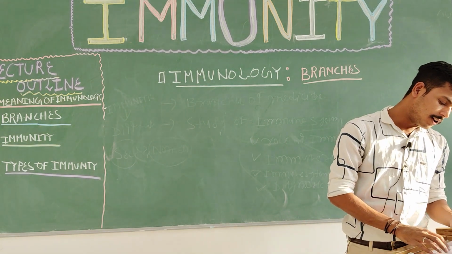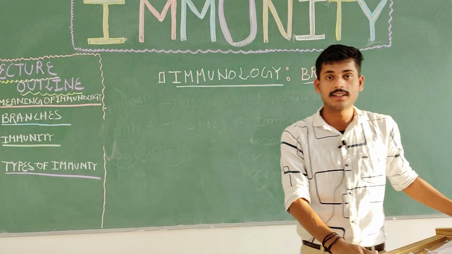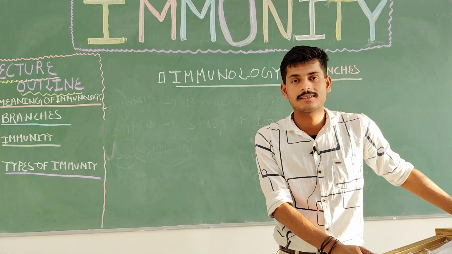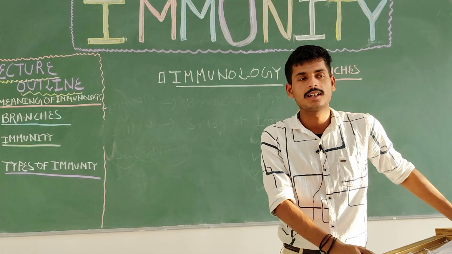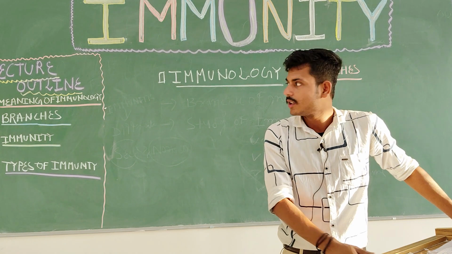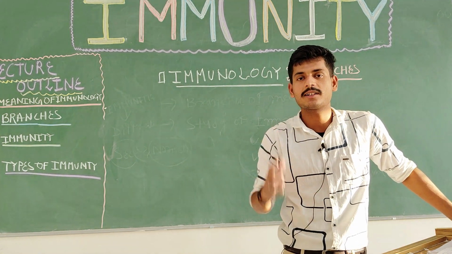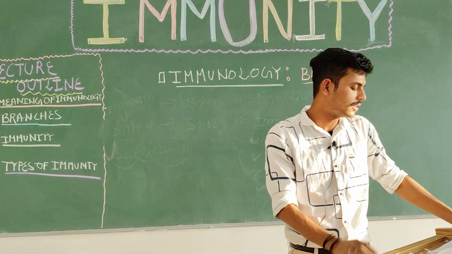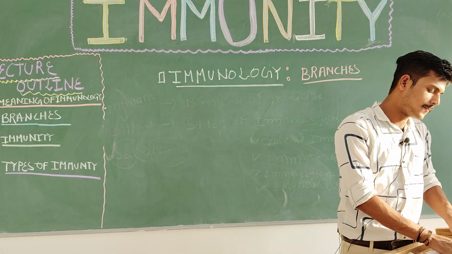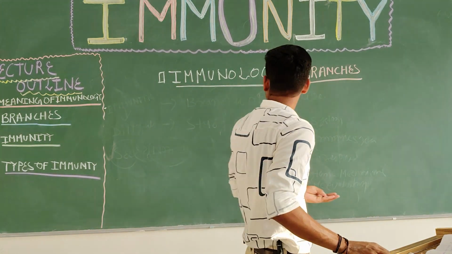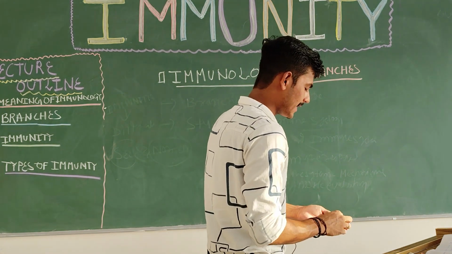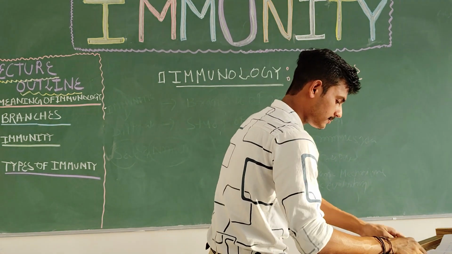Also, in the context of cancer, the branch is called oncology. In oncology also, there is a role of the immune cells. So there is one separate branch that is called immuno-oncology. So the first branch of immunology is clinical immunology.